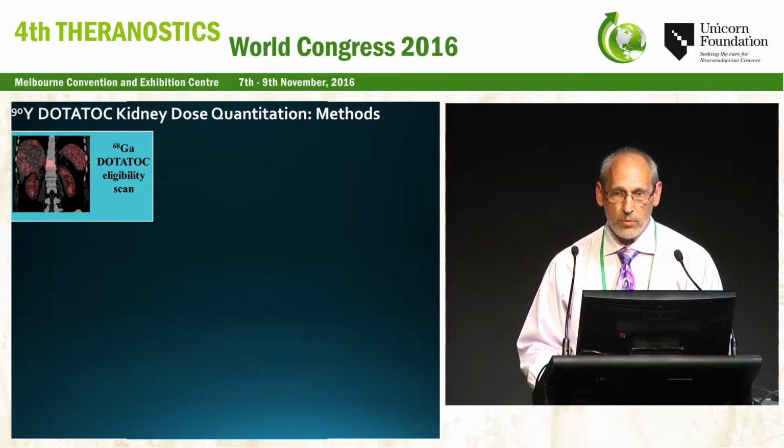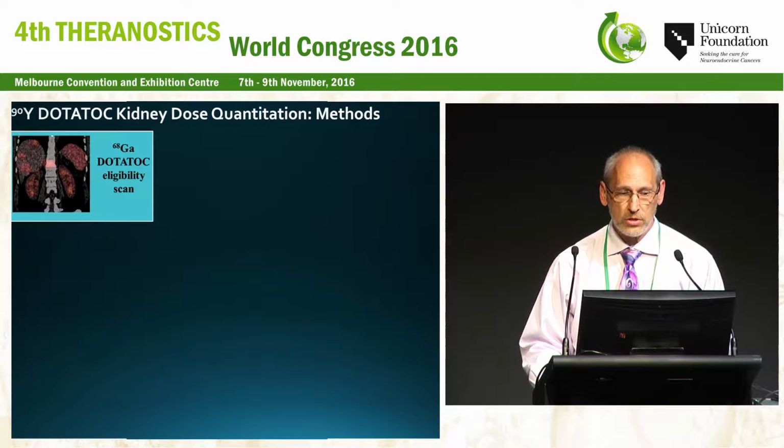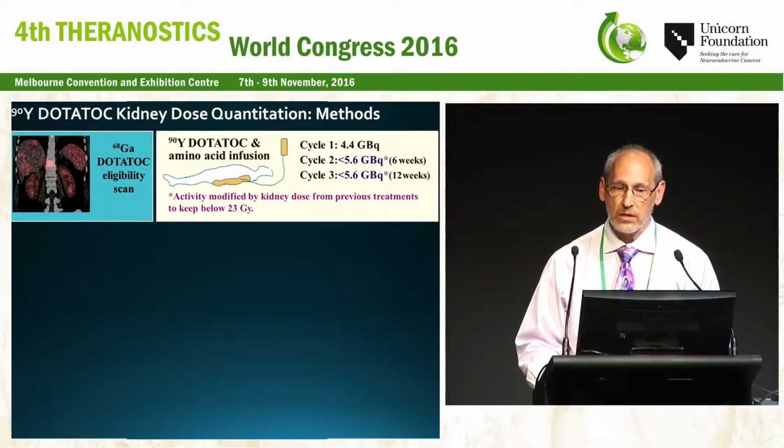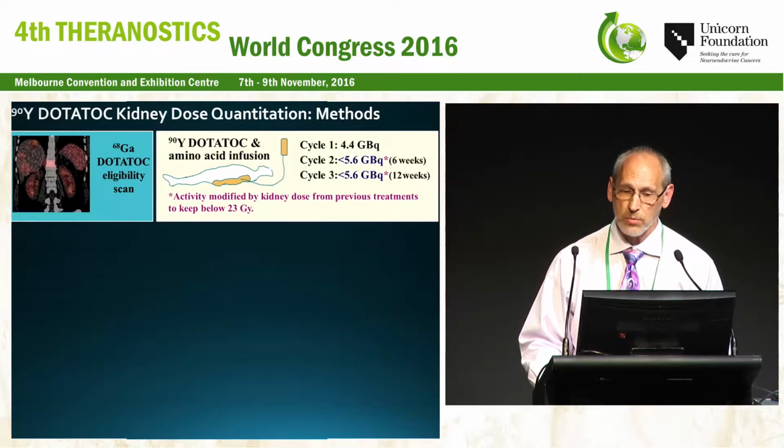Here are our methods. This is how we functionally went through our kidney dose estimation. First, we had to do the eligibility scan. We had to make sure that the patients had tumors that were adequately somatostatin receptor positive. Following that, we did the standard amino acid infusion, protect the kidneys. We injected, in virtually all cases, a standard dose of 4.4 gigabecquerel on the first cycle. And after that first cycle, we then proceeded to do the kidney dose measurements, and based upon that, we either injected more or less on the following in an attempt to get as close to 23 gray to the kidney as possible without going over.